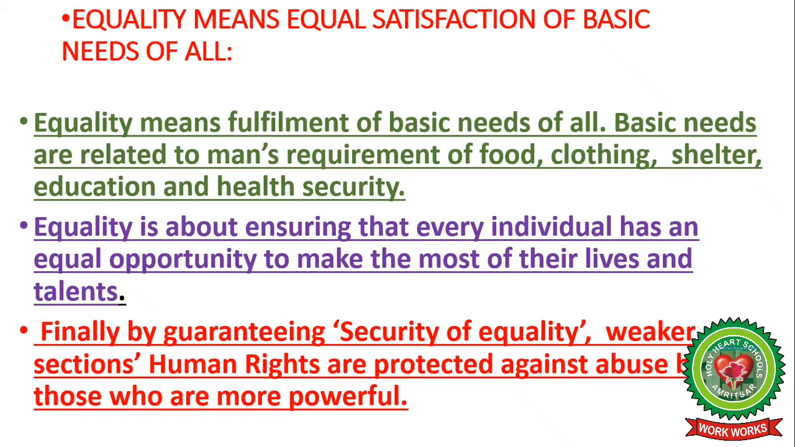Basic needs are related to man's requirement of food, clothing, shelter, education, and health security. Equality is about ensuring that every individual has an equal opportunity to make the most of their lives and talents. Finally, by guaranteeing security of all, equality, weaker sections' human rights are protected against abuse by those who are more powerful. And this can be done by the government. Government provides security to all.